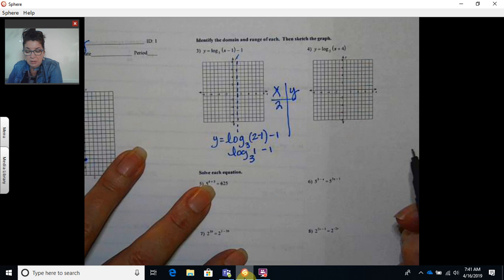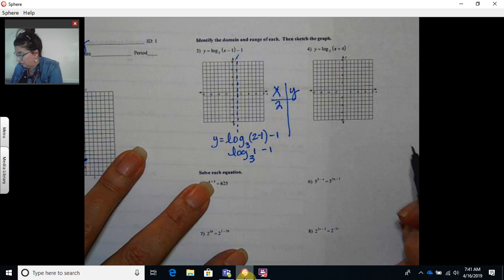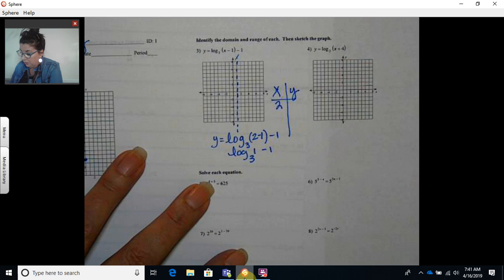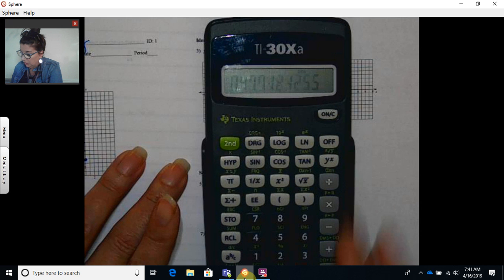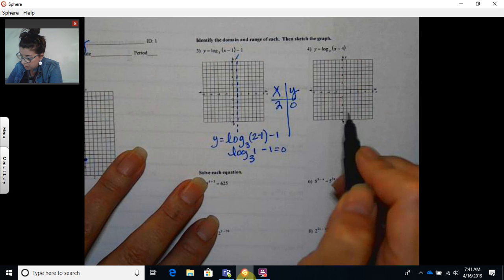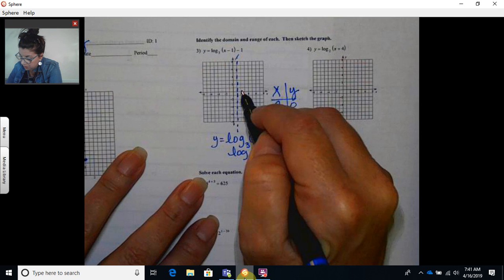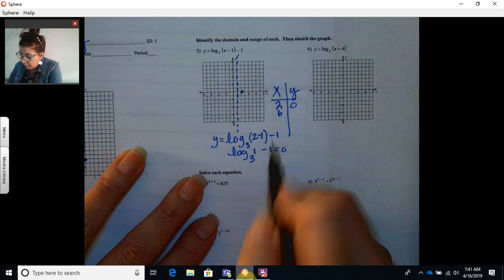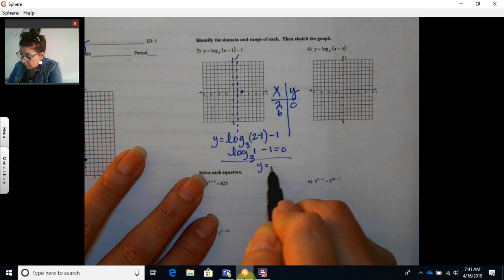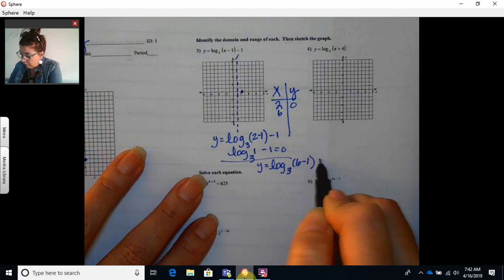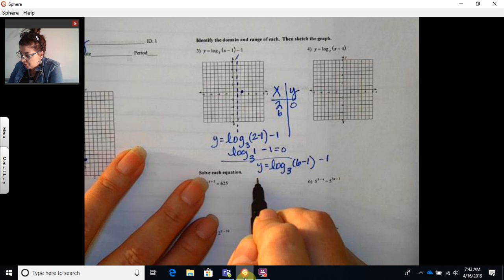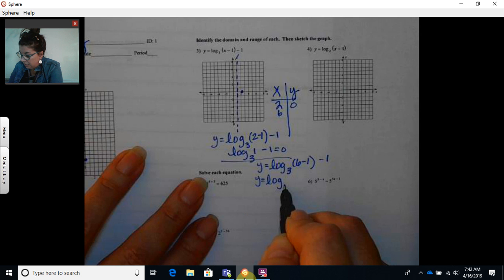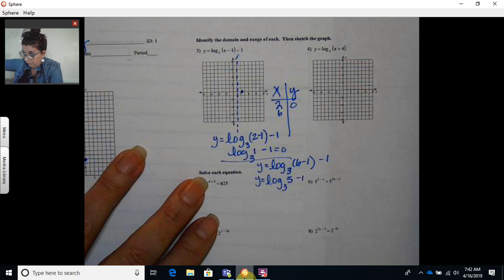How are we going to evaluate log base 3 of 1? The change of base. You have to do 1 log divided by 3 log. If you do that backwards, it won't work. So 1 log divided by 3 log equals 0. So when x is 2, y is 0 minus 1, so that's my x-intercept. Let me do 6 when x is 6. That would be y equals log base 3 of (6 minus 1), minus 1, which is log base 3 of 5, minus 1.